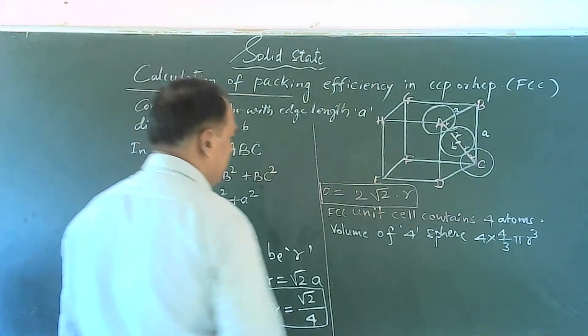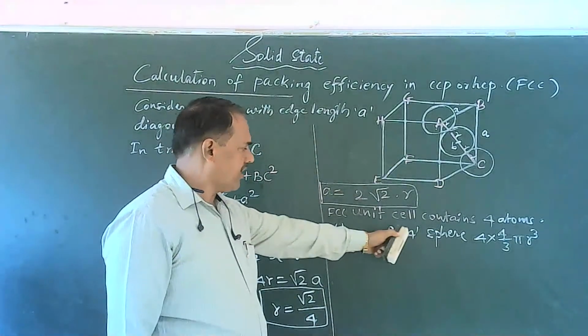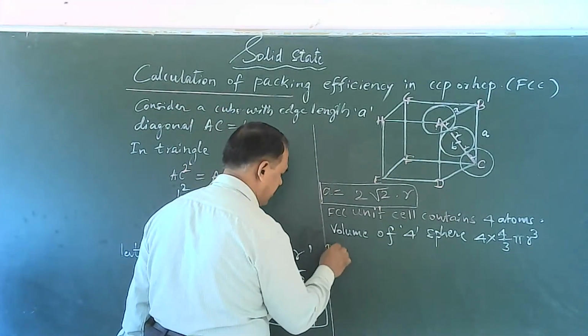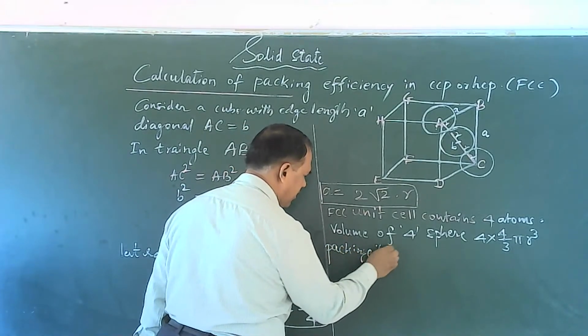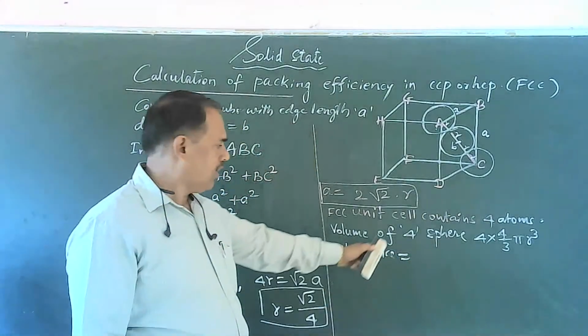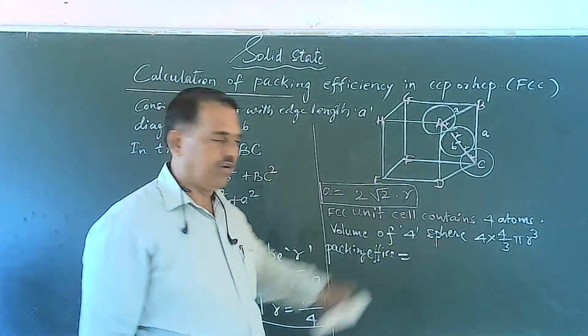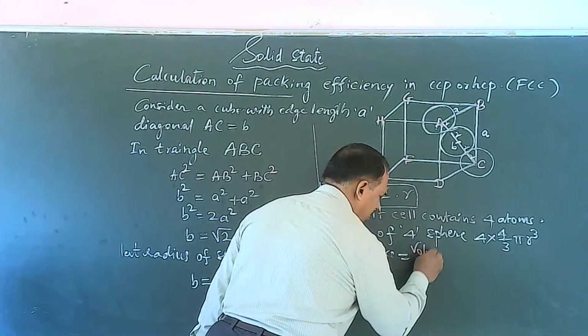Understood? And then see, this is nothing but the volume of the sphere. How many spheres are there? 4 spheres. So what is the packing efficiency? Packing efficiency. So you have to write the formula very clearly. That is nothing but volume occupied by 4 spheres in a unit cell. See, this formula carries one mark.